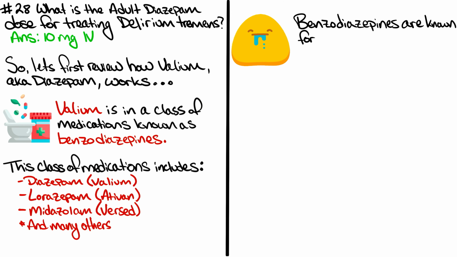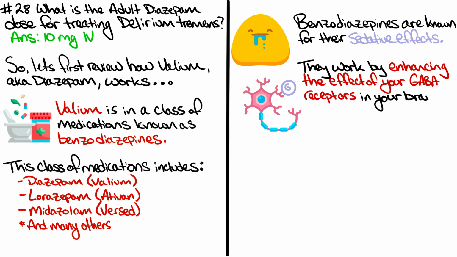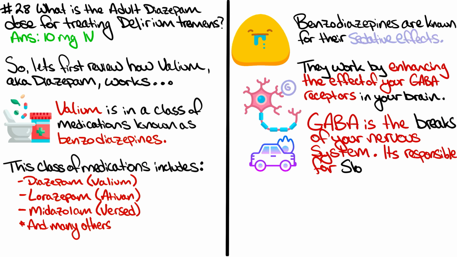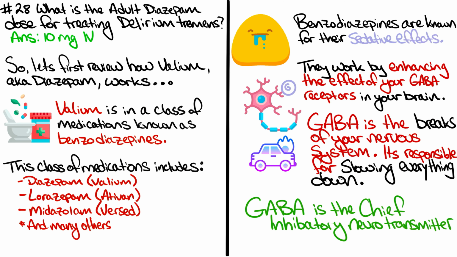Benzodiazepines are known for their sedative effects. They work by enhancing the effect of your GABA receptors in your brain. GABA is the brakes of your nervous system and is responsible for slowing everything down. In other words, GABA is the chief inhibitory neurotransmitter.